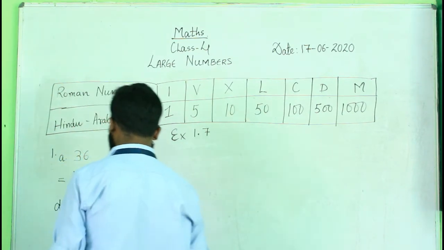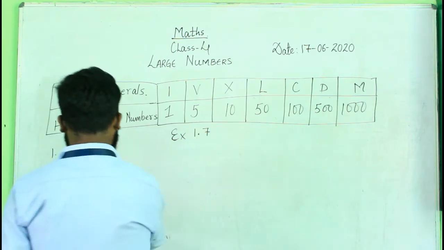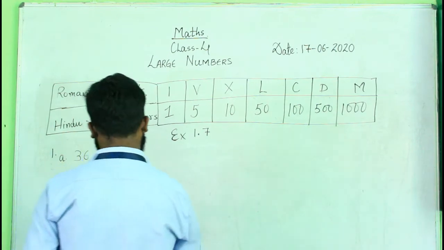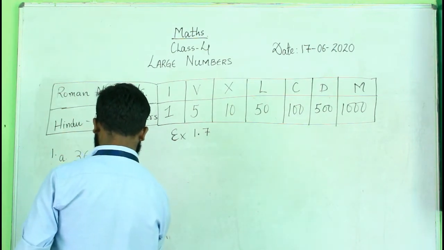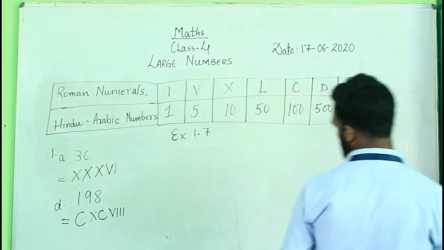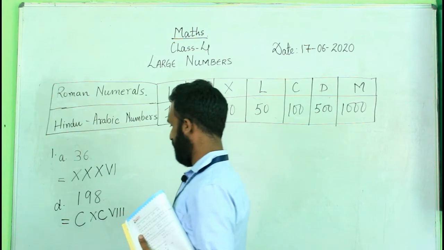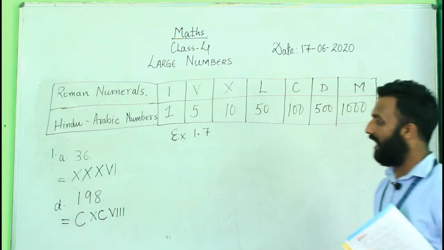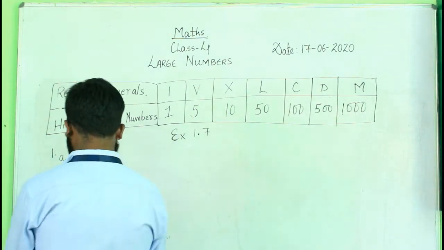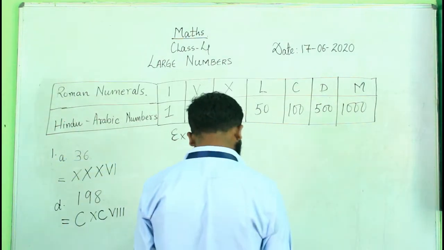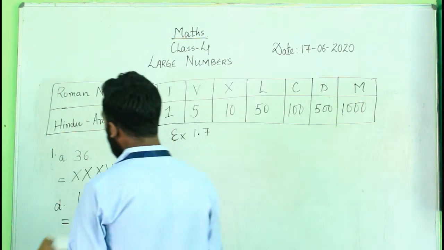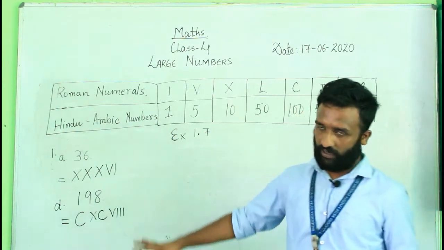So C minus X is 90, and for 8 we can write 5, 6, 7, 8. As I told you, we can repeat the letter up to 3 times. So this is how you will write 198. We have completed it here.